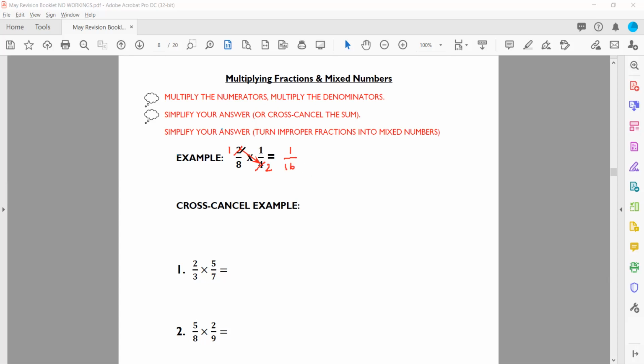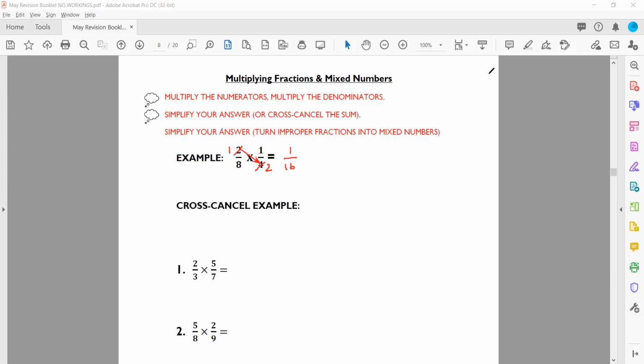Now, cross cancelling is something you should do if you are confident and you understand why. If you're less confident and you find this confusing, I would recommend multiplying the tops, multiplying the numerators, multiplying the denominators, and simplifying at the end.